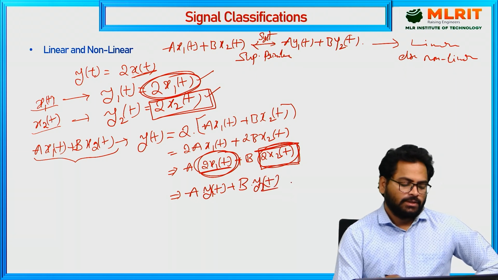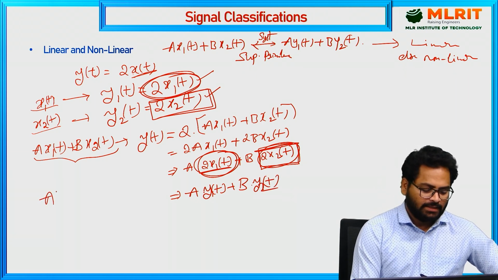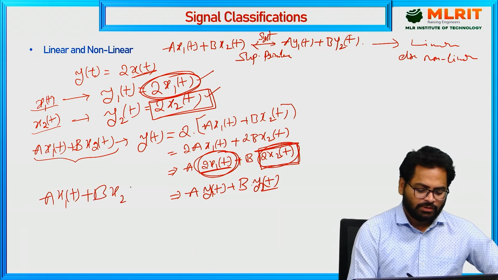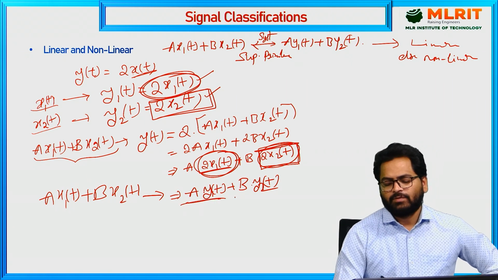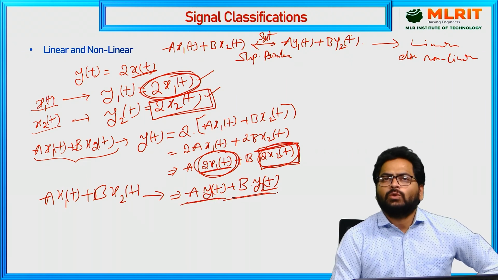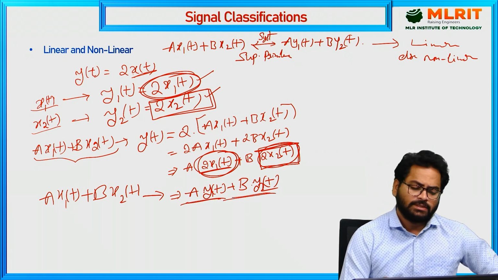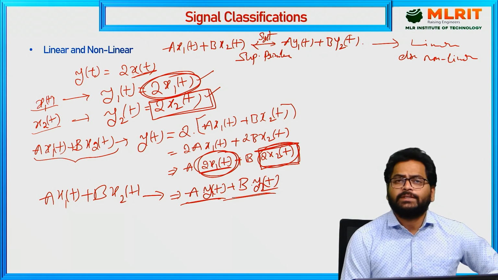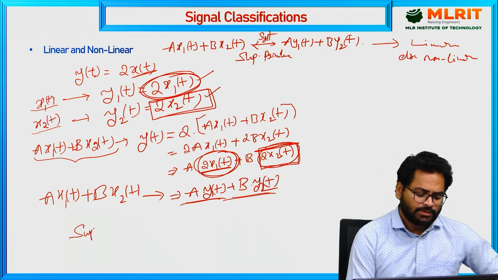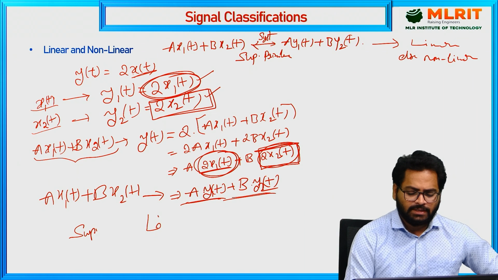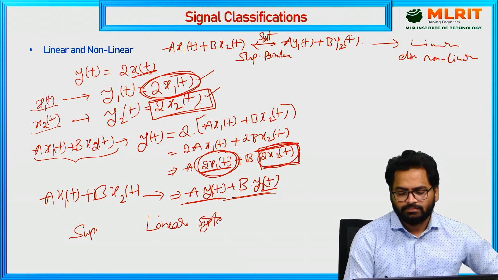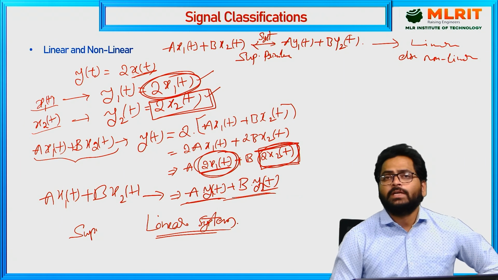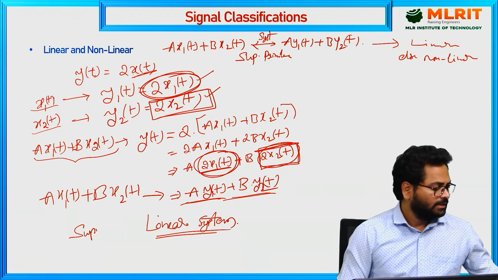Similarly, this square box 2 into x2 of t is y2 of t. So if I apply a into x1 of t plus b into x2 of t to the same system, I can write a into y1 of t plus b into y2 of t. In this case, the system satisfies the superposition principle, so it is a linear system. We will take another example.